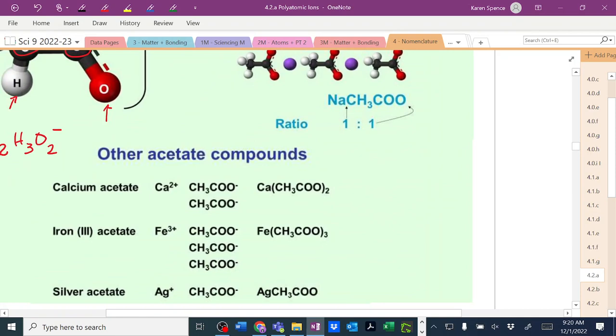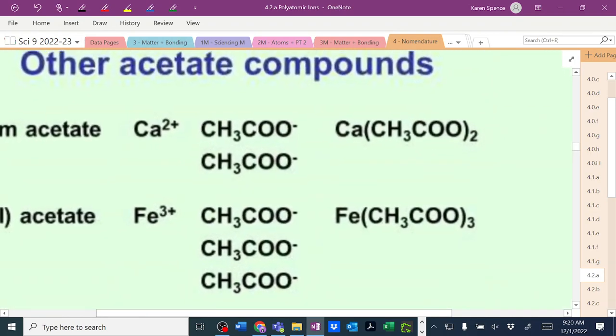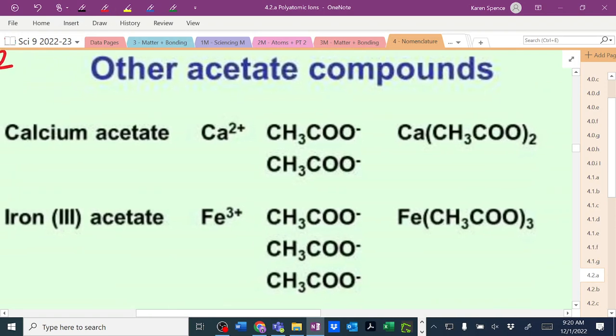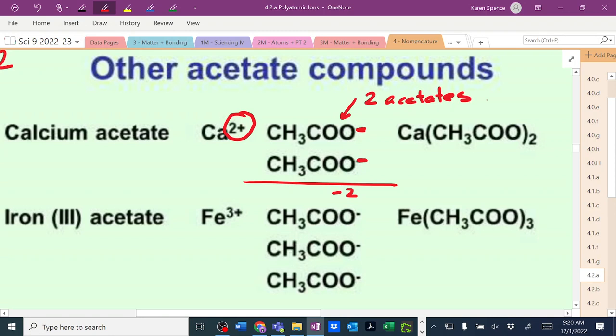Here are some other acetate compounds. And you can see when we have calcium acetate, calcium has a 2+ charge. Each of these has a -1 charge, so we need two of them to give us a total of -2 to balance out the +2. And because we have 2 acetates, that means we need the brackets.